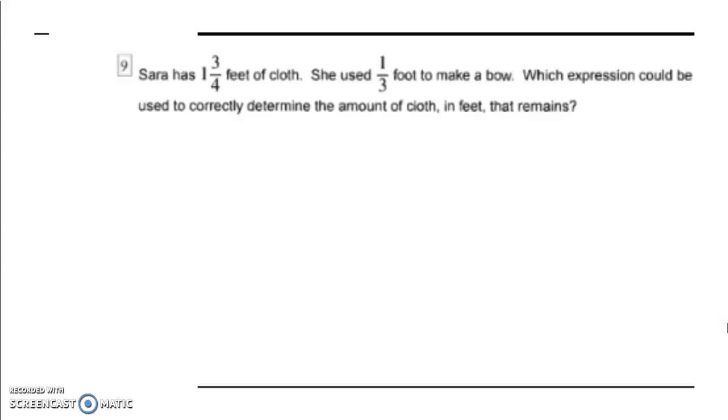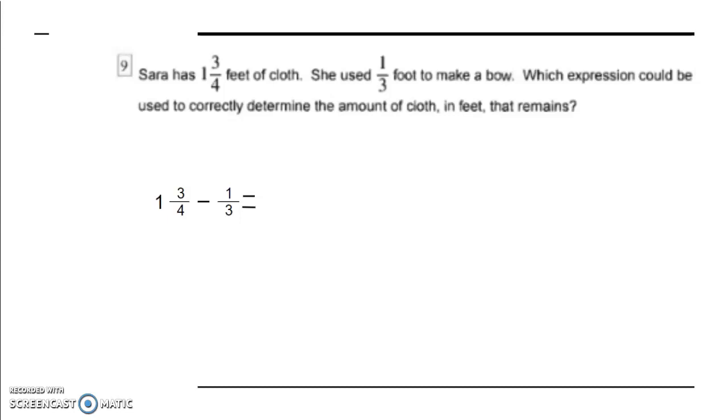Go and hit that. Alright. Sarah has 1 3/4 feet of cloth. She used 1/3 of a foot to make a bow. Which expression could be used to correctly determine the amount of cloth in feet that remains? So, the first thing that I would do is I would set it up to try and find my answer. So I have 1 3/4 minus 1/3 equals blank.